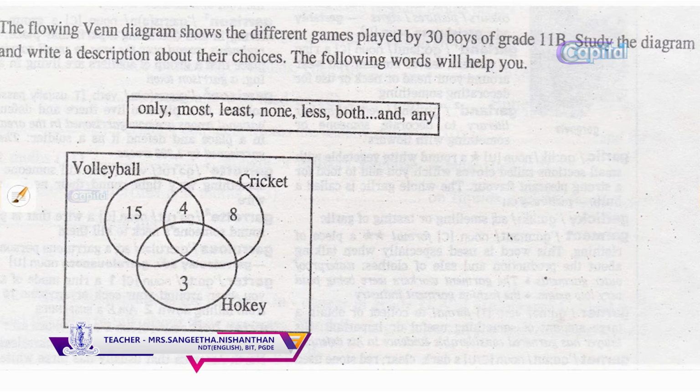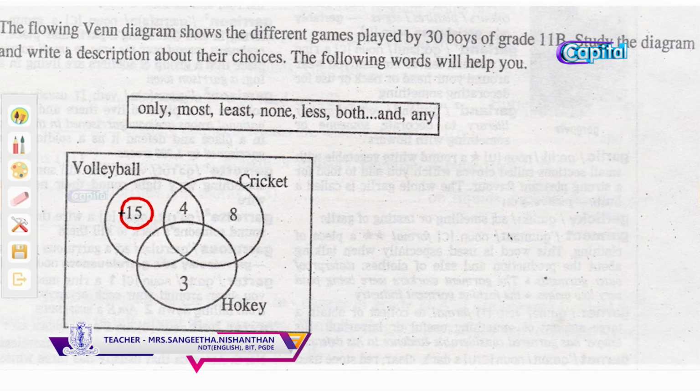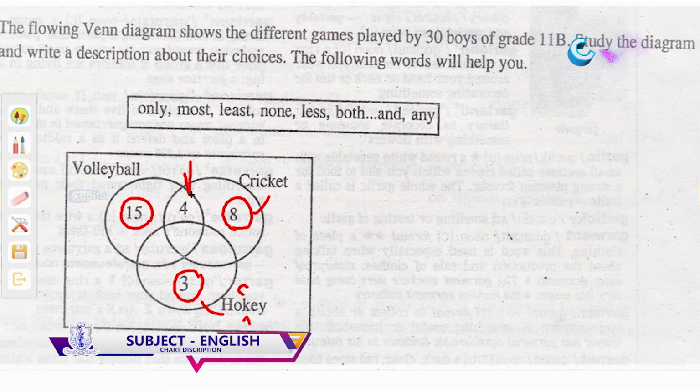Already you have studied Venn diagrams from grade 9, I think, in mathematics. So you are clear about what the Venn diagram represents. Here, different games played by 30 boys of grade 11B. What are the games mentioned here? Volleyball, cricket and hockey. 15 students like to play only volleyball. 8 students like to play only cricket, and 3 students like to play only hockey. 4 students like to play both volleyball and cricket. None of them like to play all the 3 games.